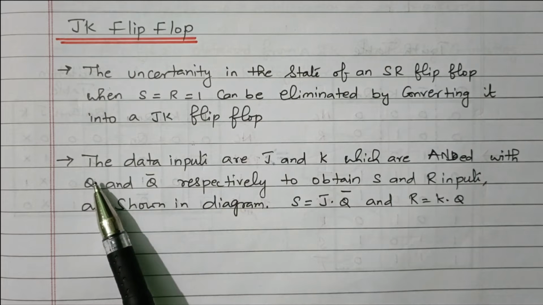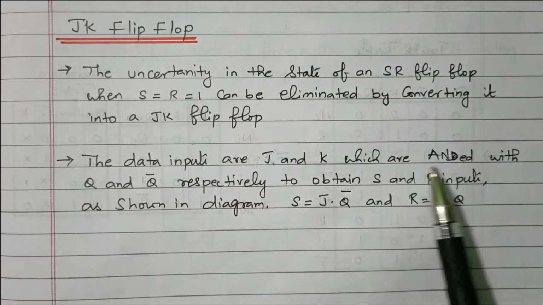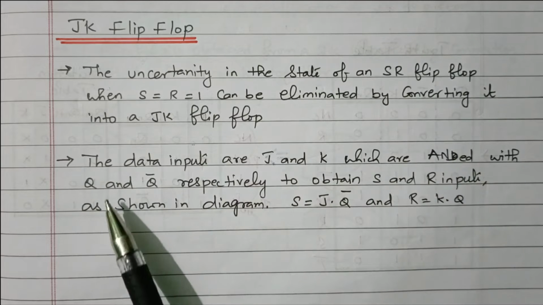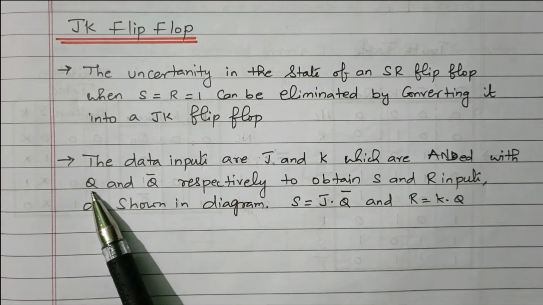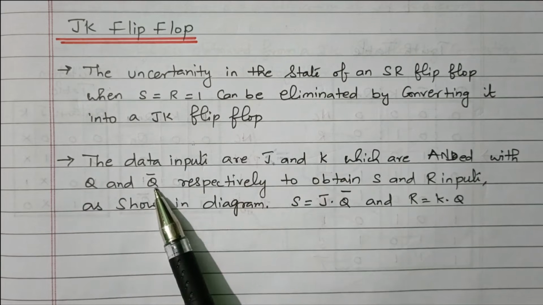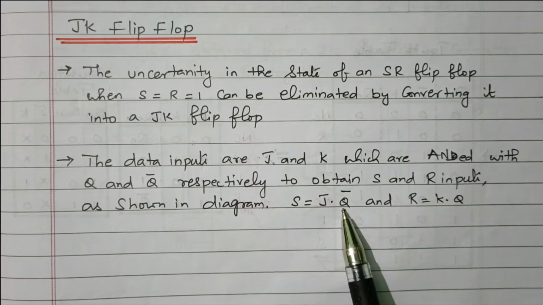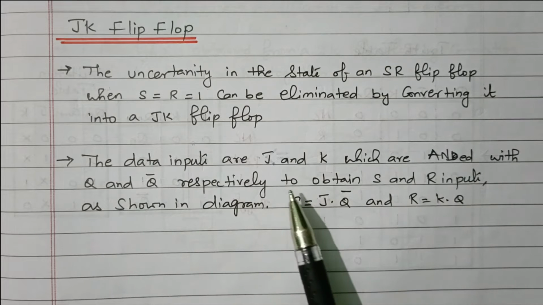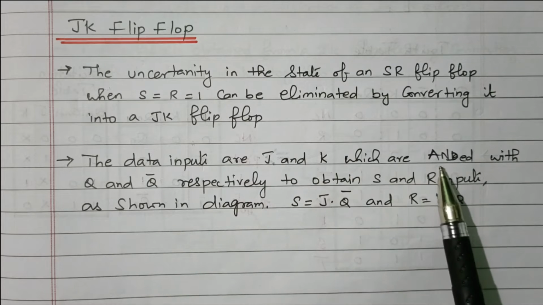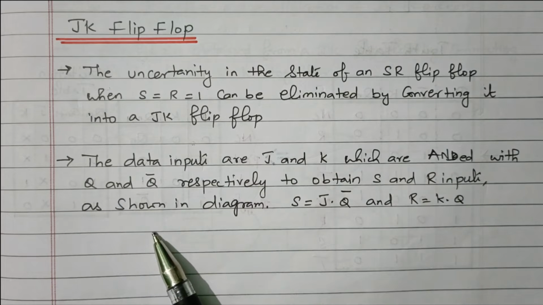How is it eliminated? How is the circuit modified? The data inputs are J and K, which are connected to AND gates with Q and Q bar respectively. That is, K and Q are connected in an AND gate. Sorry, J and Q bar are connected in an AND gate. K and Q are connected in another AND gate. That output is given as S. S equal to J into Q bar and R equal to K into Q. Now we'll see the diagram, and at that time we will be able to understand. So the simple thing is J and K are connected in AND gates with Q and Q bar. So the SR flip-flop is converted into a JK flip-flop.